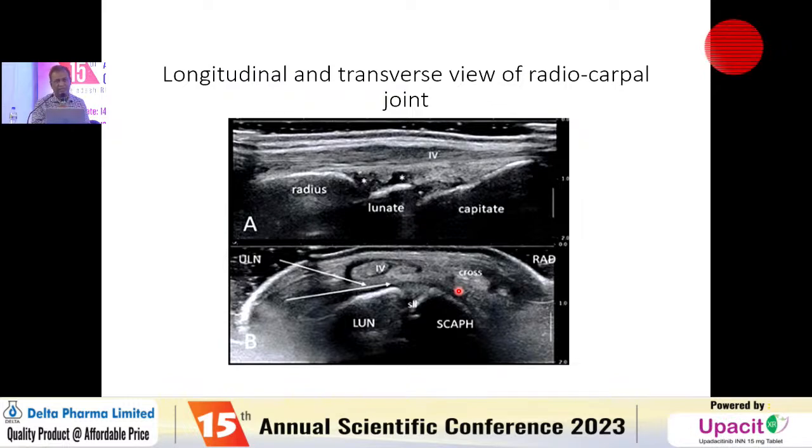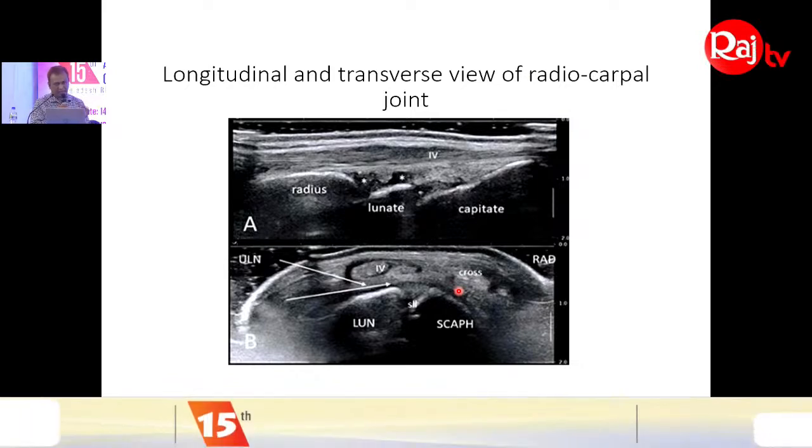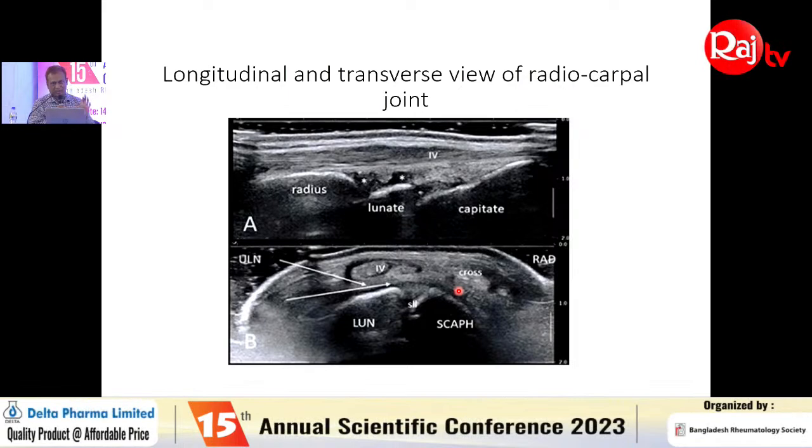This is what we often see in psoriatic arthritis. So you have to clinically correlate. Don't become smart with ultrasonogram. Always try to clinically correlate the findings.